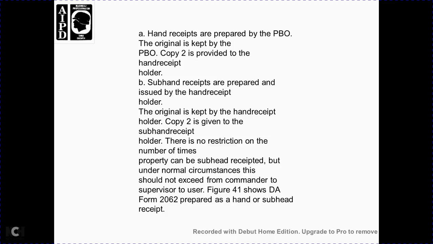Hand receipts are prepared by the property book office, with the original kept by the property book office. Copy 2 is provided to the hand receipt holder, with the sub-hand receipt prepared upon issue by the hand receipt holder. The original is kept by the hand receipt holder. Copy 2 is kept by the sub-hand receipt holder. There is no restriction on the number of times property can be sub-hand receipted, but under normal circumstances it should not be exceeded without the commander's or supervisor's approval. Use figure 41, DA Form 2062, for both the hand and sub-hand receipt.